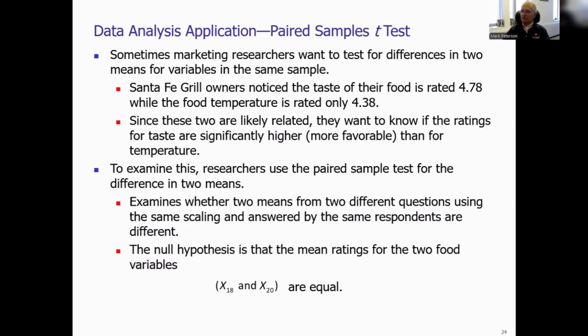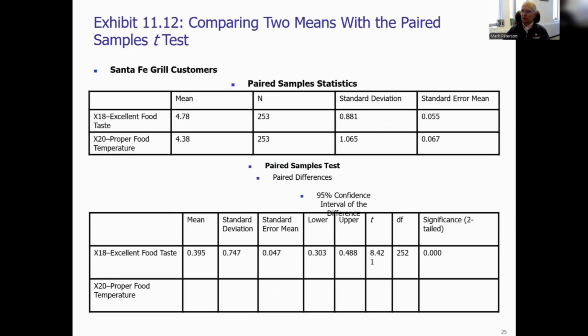Okay, so this paired samples t-test, you would use the same respondents that would be in your first group you're comparing and the second group that you're comparing. All right, so here we have the same respondents, and so here we're comparing 2 means with the paired samples t-test. So we know that the respondents are the same, and here we're trying to compare food taste rating with food temperature rating.